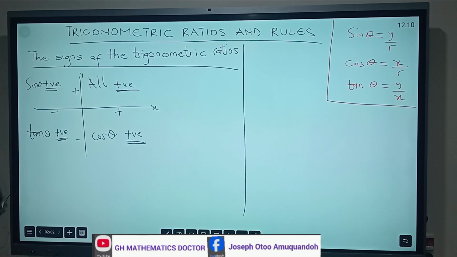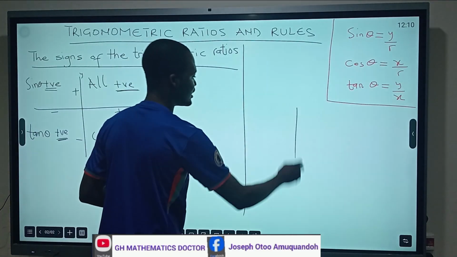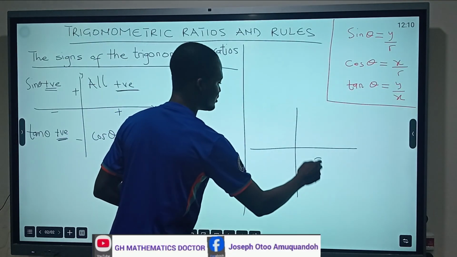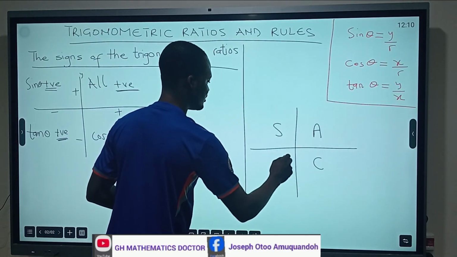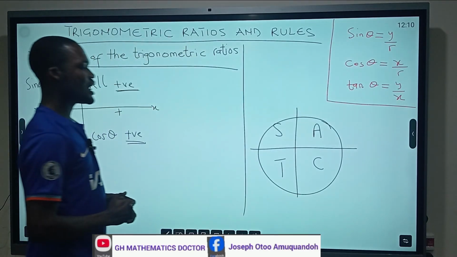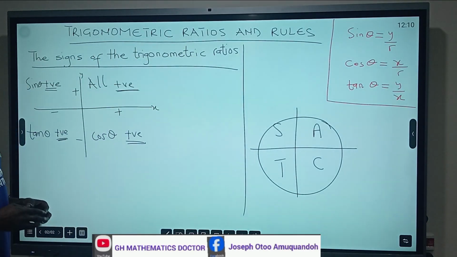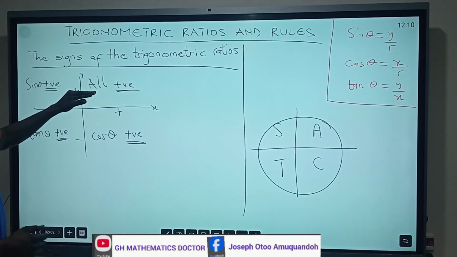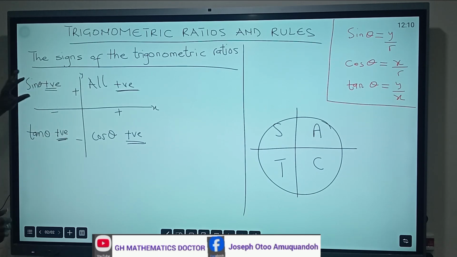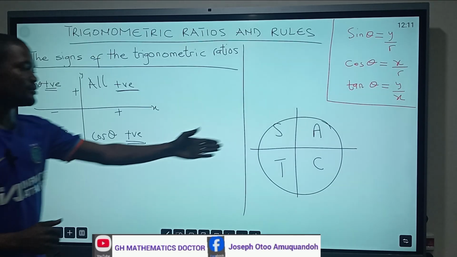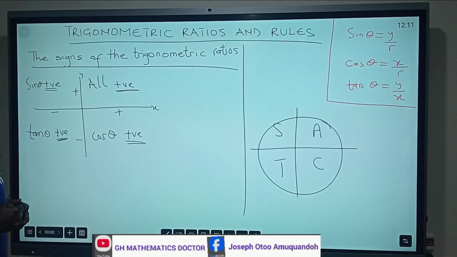So for you to remember this fast without stress, we have this shortened as CAST, C-A-S-T. This will help you to remember the signs of each ratio we have in the Cartesian plane. A stands for all the three basic ratios are positive. Then S over here at the second quadrant stands for only sine is positive at the second quadrant. Then at the third quadrant, only tan is positive, and at the fourth quadrant, only cosine is positive.